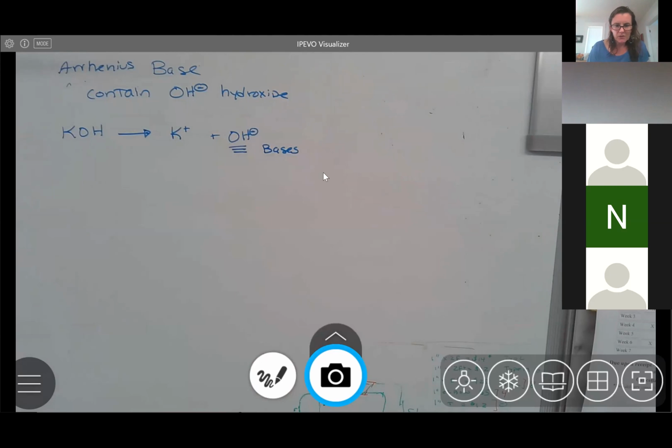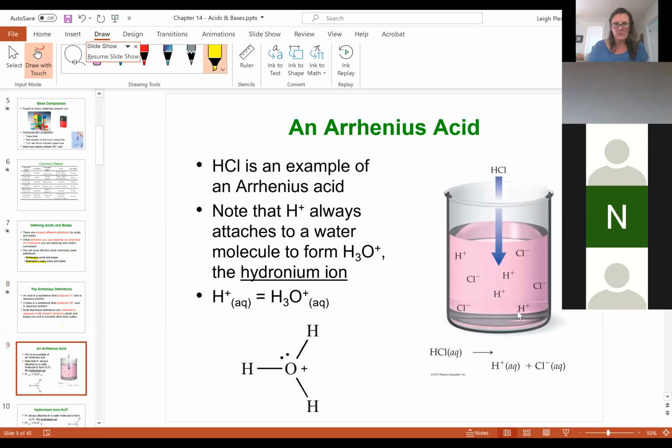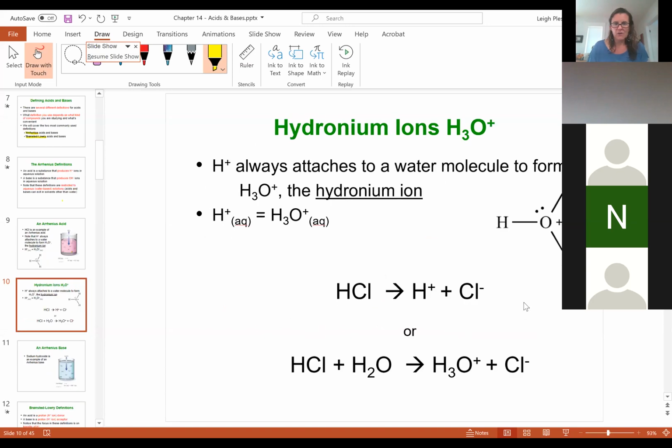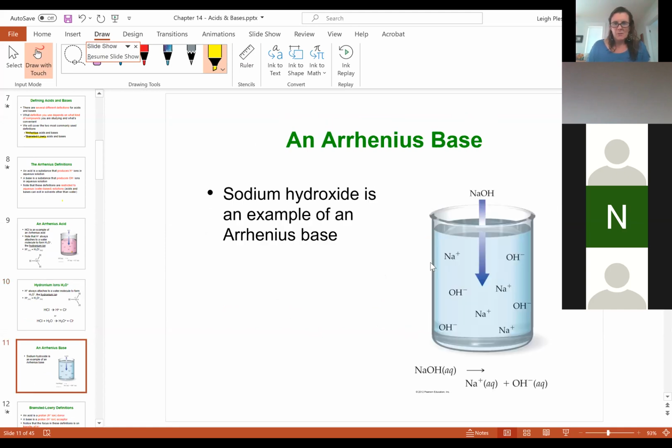Okay, let me go back to the other window. Any questions on this stuff? Okay. So, Arrhenius acids and bases. There I've shown the two ways to represent the dissociation of a strong acid. Sodium hydroxide is an Arrhenius base.